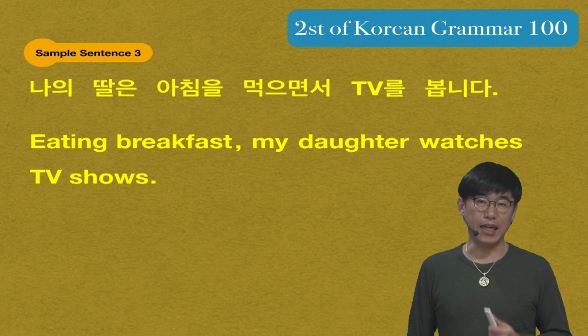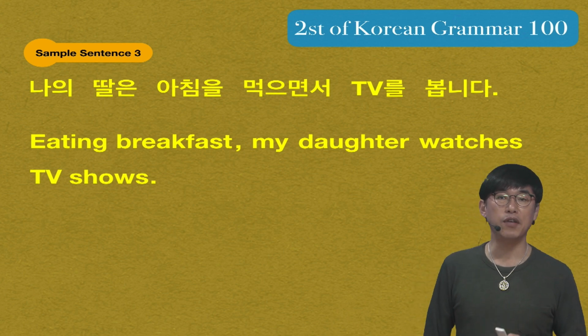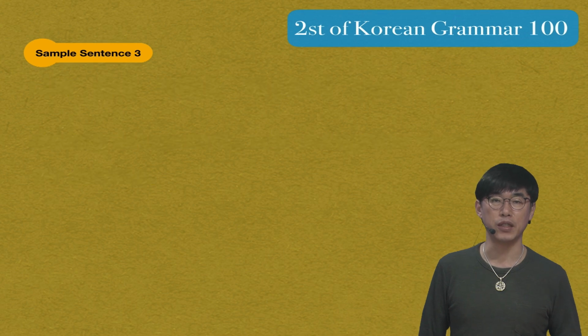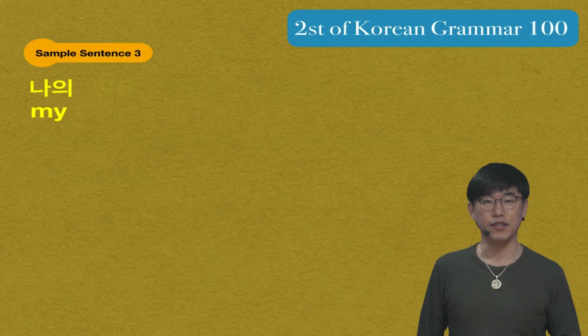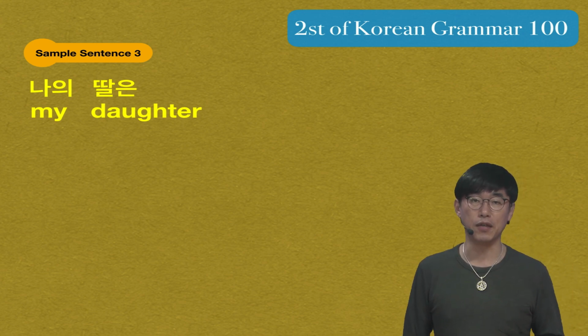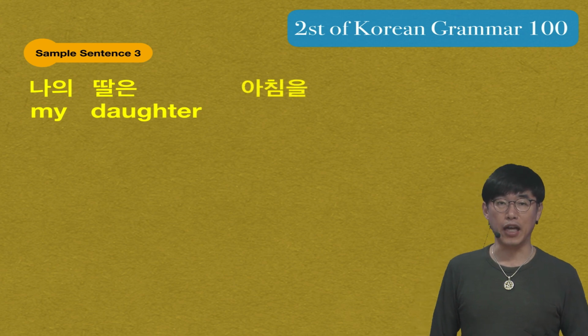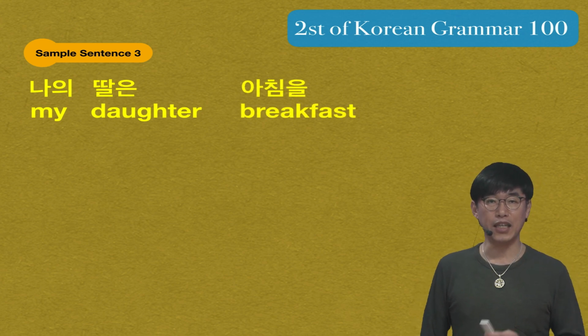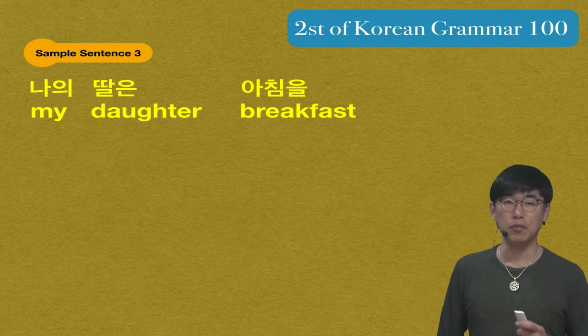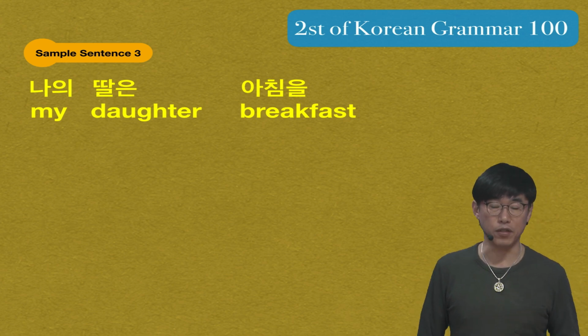Number 3, 나의 딸은 아침을 먹으면서 TV를 봅니다. Eating breakfast, my daughter watches TV shows. 나의 is my and 딸 is a daughter. So 나의 딸 is the subject of this sentence and 은 is the subjective case and 아침 is actually morning and 식사 is a meal, but we Koreans use 아침 rather than 아침 식사, which means 아침 is also used as a shortened form of 아침 식사, breakfast, right?